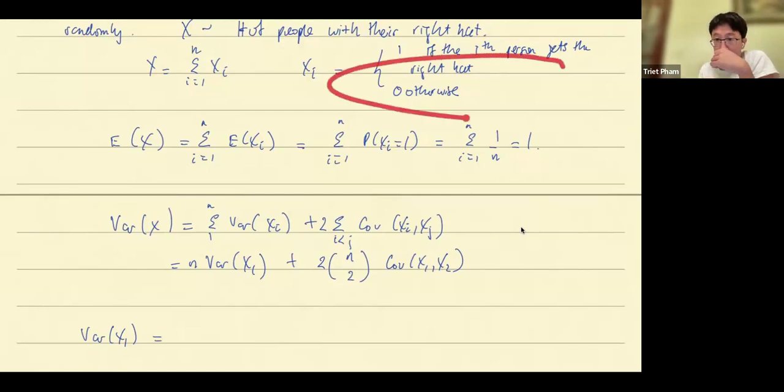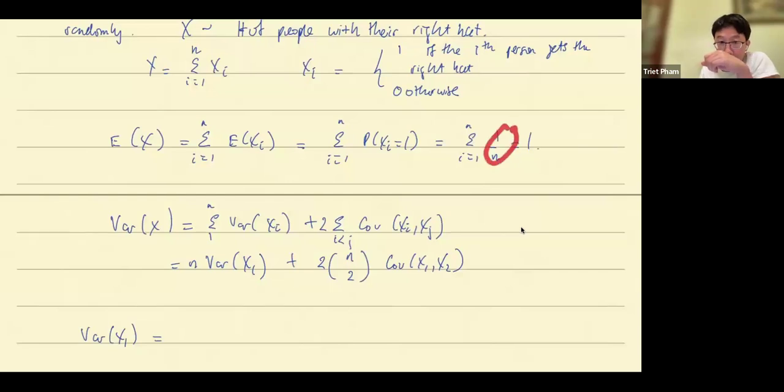X1 is a Bernoulli random variable with success probability 1/n, so the variance is p times 1 minus p, which is 1/n times 1 minus 1/n, which is (n minus 1)/n squared.